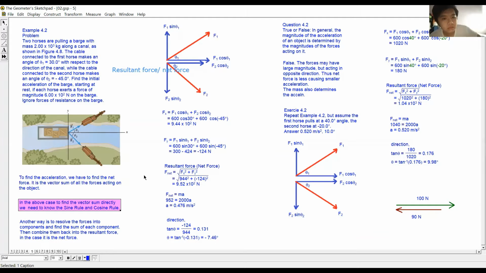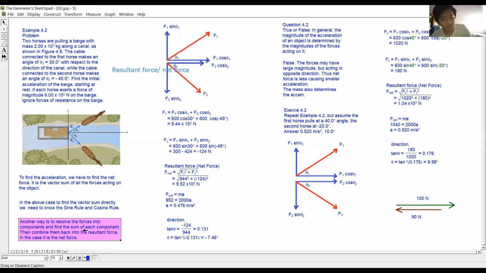Now, in this book, they assume that you don't have the knowledge of this sine rule and cosine rule in mathematics. You see what I mean or not? So by right, when you draw this triangle of forces, you can use the sine rule and cosine rule to solve the triangle. But this book says, never mind if you don't have this knowledge of sine rule and cosine rule. So they show another way. Another way is to resolve the forces into their components, right?